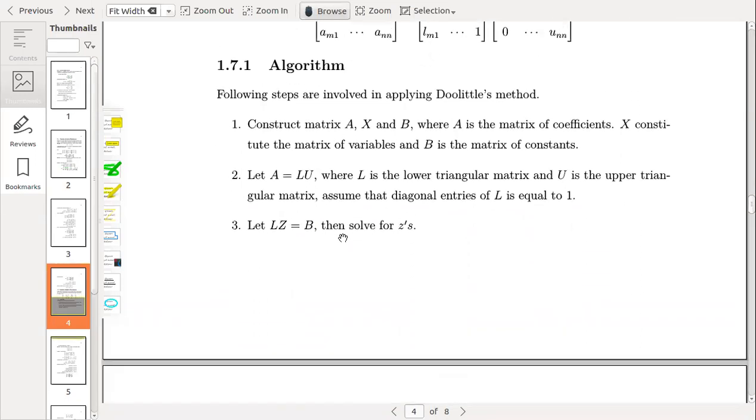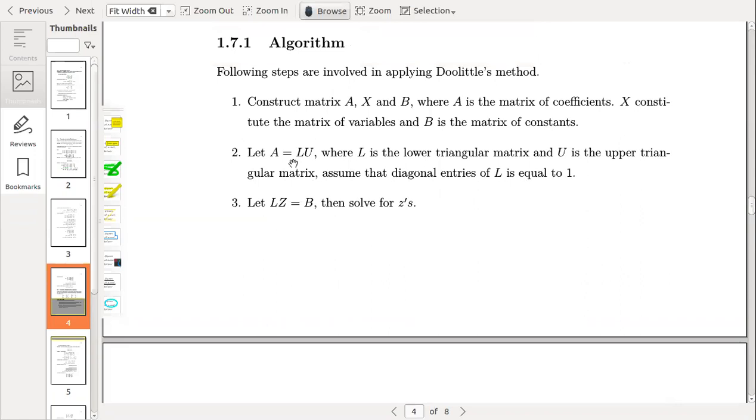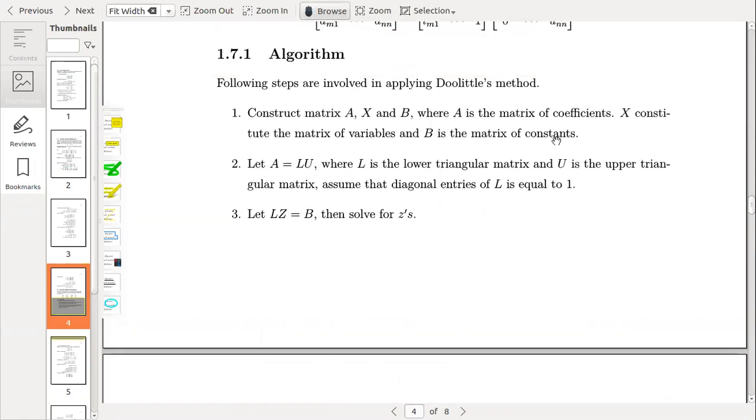So what are the basic steps in Doolittle's method? Construct matrices A, X and B, where A is the matrix of coefficients, X constitutes the matrix of variables, and B is the matrix of constants. In the second step, let A equal LU, where L is the lower triangular matrix and U is the upper triangular matrix. Assume that the diagonal entries of L are equal to 1.